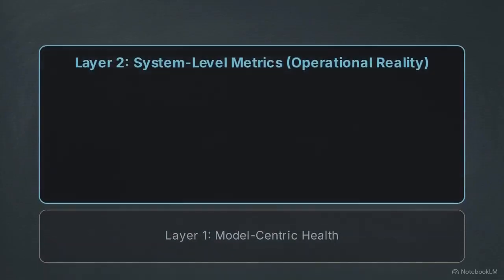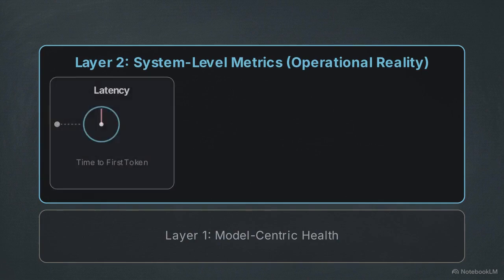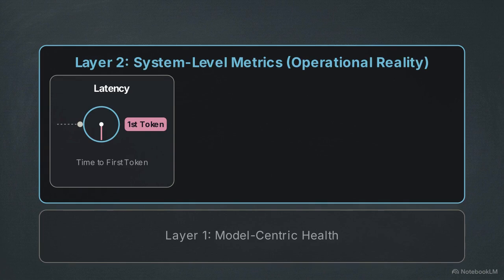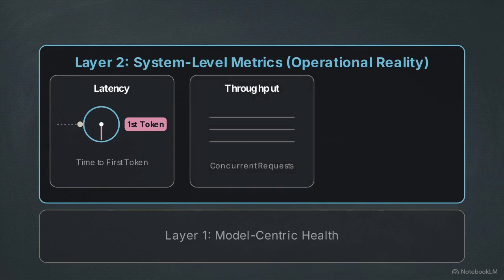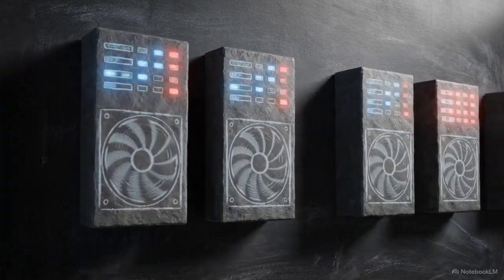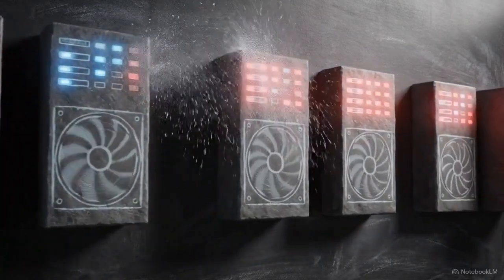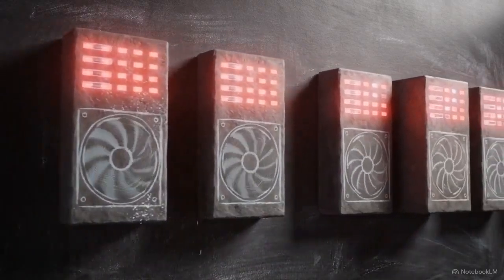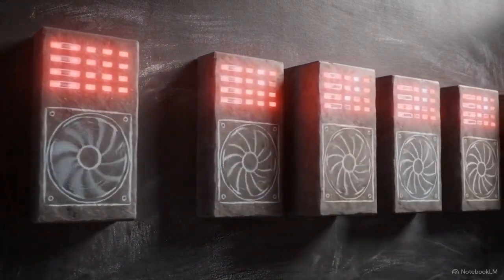A technically perfect model is useless if it cannot operate efficiently at scale. We have to track response time and latency. For generative models, this means measuring the exact time it takes the system to process a request and generate the very first token. Alongside speed, we monitor throughput, the total volume of requests the system can handle simultaneously, and precisely track the cost and token usage per query. Maintaining these unit economics is vital. If an AI is too expensive to operate sustainably or too slow to keep users engaged, the product fails.